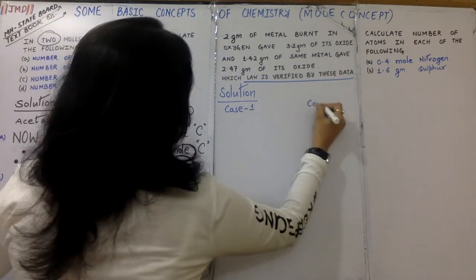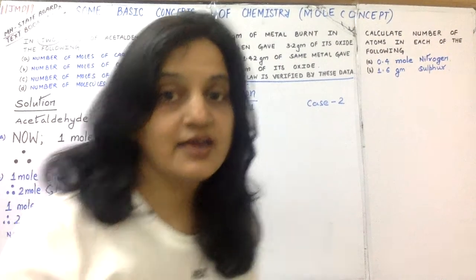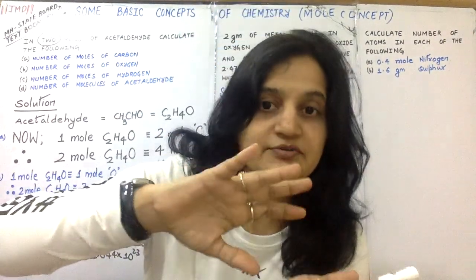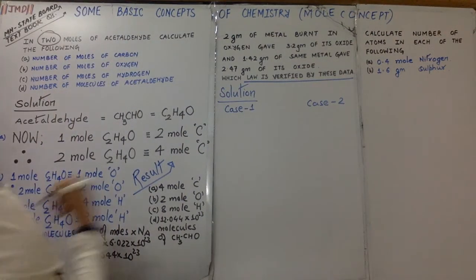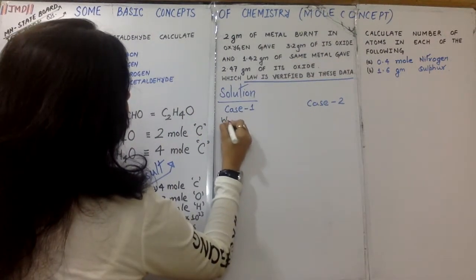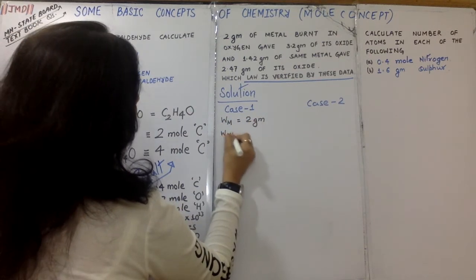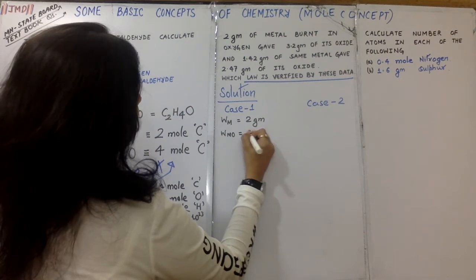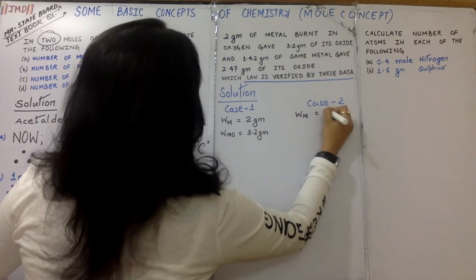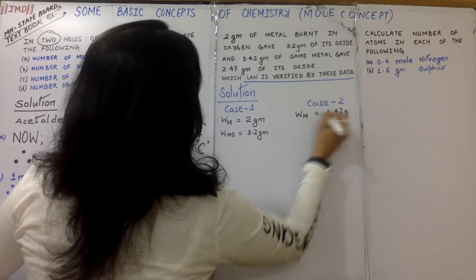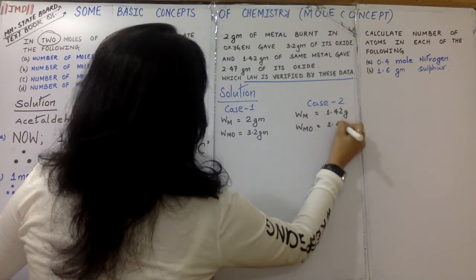Case 1, case 2. Once you solve like this, no need to write the data. If you're writing the data and to find everything separately, then the pattern will change. So case 1: weight of metal is 2 gram, weight of metal oxide is 3.2 gram. Over here, weight of metal is 1.42 gram, weight of metal oxide is 2.47 gram.